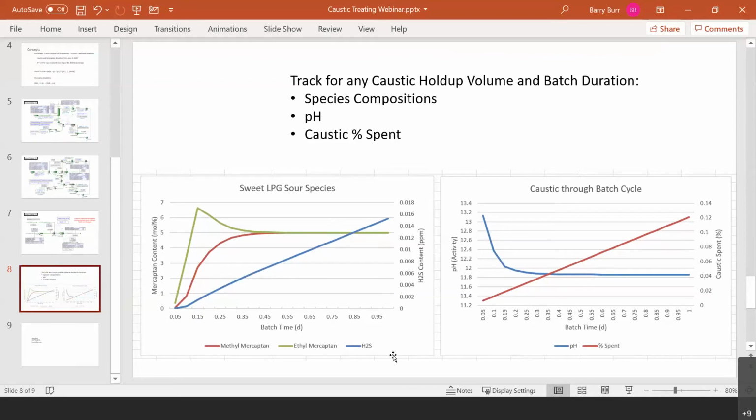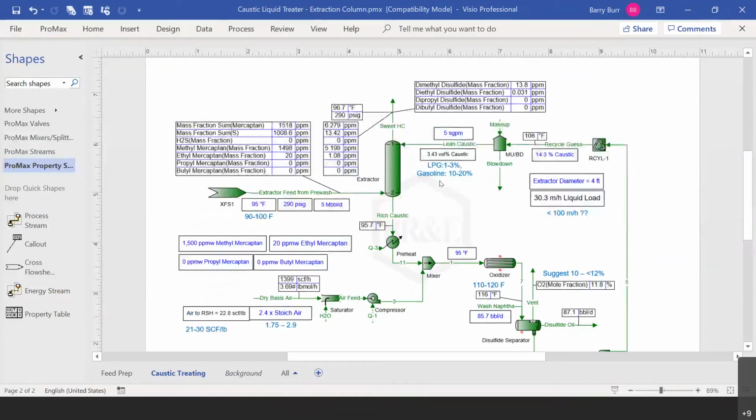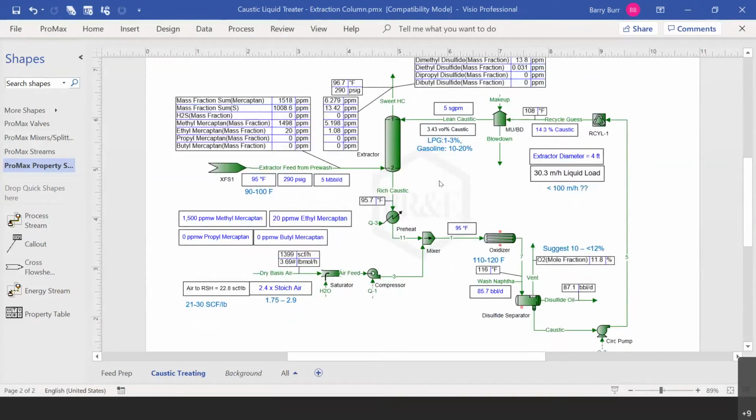So what I have tried to do, I'll switch from sharing the PowerPoint now to the ProMax simulation. Here's what we've done with the extractive mercaptan removal by caustic, or the mercaptan removal using the extraction column itself. The intent of this model is to be very, very easy for people to use. People who have existing or operating Merox units, we want to send a model to people that they can adjust to match to their plant conditions very quickly. And I think this model does a very good job of that.